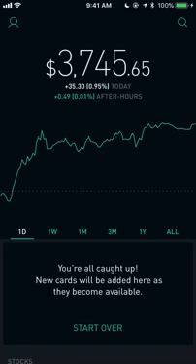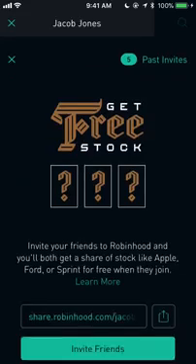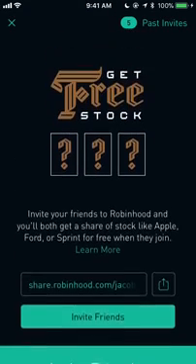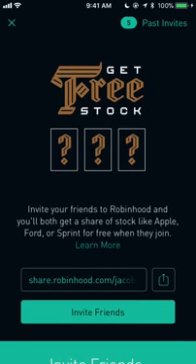And then the third way would be through the Robinhood Rewards program, and it's just this free stock. Basically, you share your code. I have one in the description of every video that I post, and this is just a way of Robinhood basically trying to get more people to go to the app.